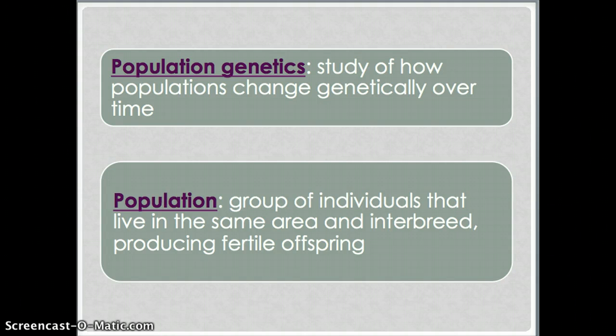One is population genetics: the study of how populations change genetically over time. So we just need to know whether the overall genetics within the population is changing, or if anything is expressed more or less. Second one, population in general: groups of individuals that live in the same area and interbreed, producing fertile offspring. This is stuff that we know from the previous chapter. So these are the two keywords that we need to know for this part of chapter 23.